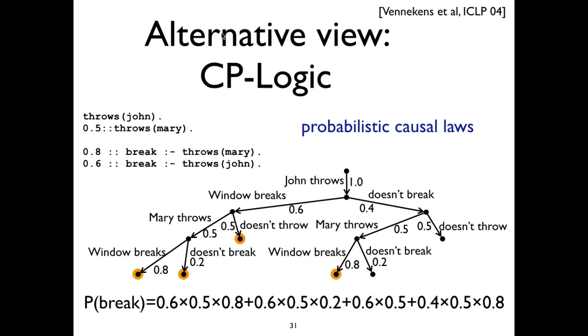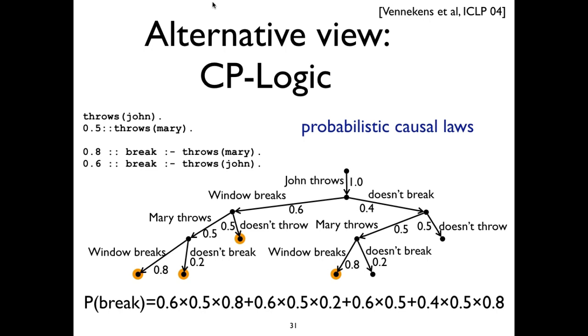The interesting thing is that you can model this generative process in a kind of tree process. You'll see that this program is very similar to before. John always throws. Mary throws only 50% of the time. If Mary throws, then the window will break with probability 80%. And with probability 1 minus 80, nothing will happen, so you don't specify the alternative. If John throws, the window will break with probability 60%. Then you can ask, what is the probability that the window will break? Here is the full generative process that is modeled.